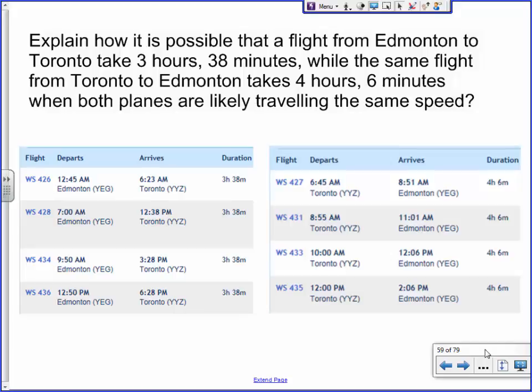Here's one. It's Edmonton to Toronto, and I screenshotted this. Edmonton to Toronto is 3 hours 40 minutes. Toronto to Edmonton is 4 hours 6 minutes. Why is there a difference? Is it not the same distance both times? Anybody know why? Not time zones. The wind. Good job. Jet streams. Michael, good job. There's jet streams.